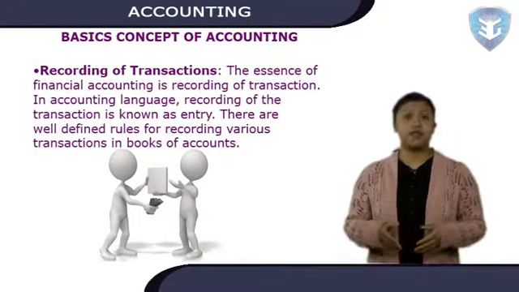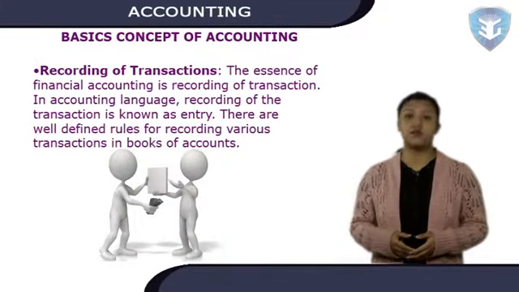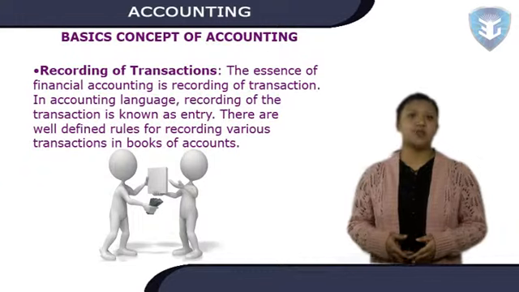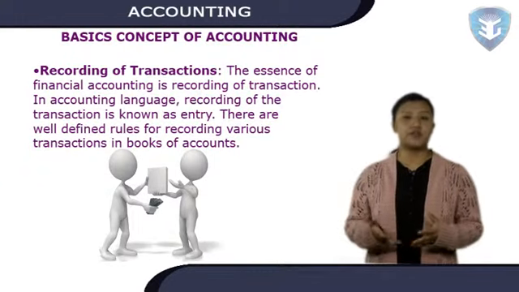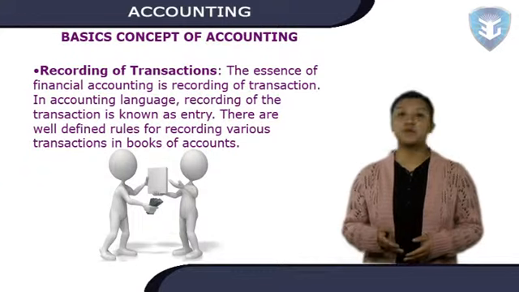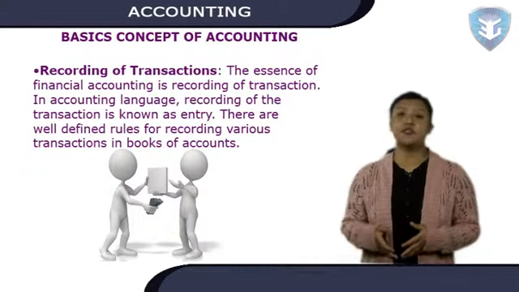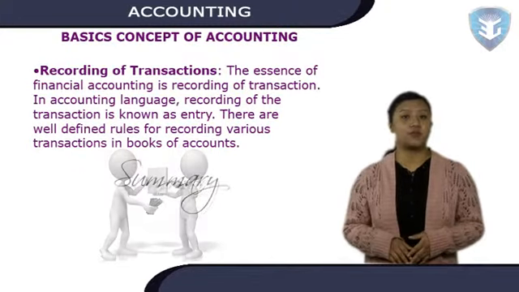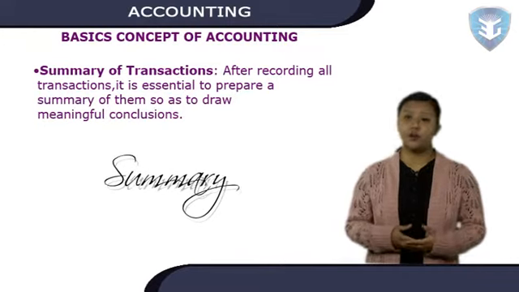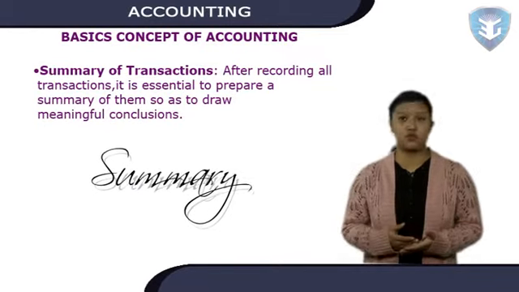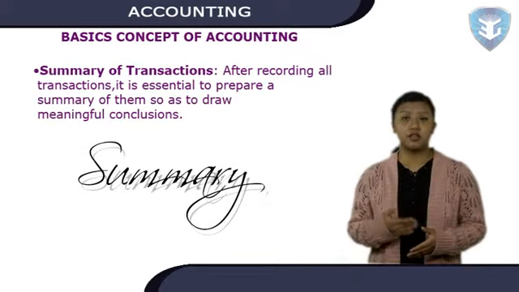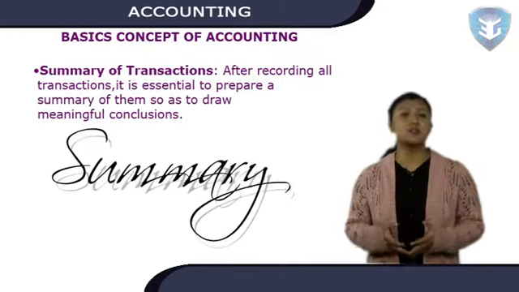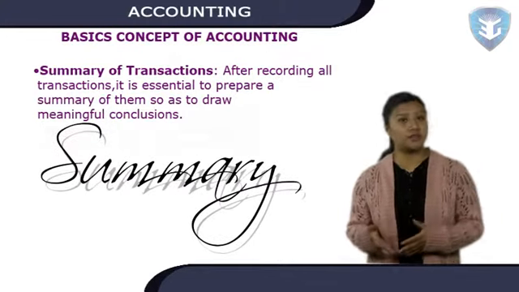Recording of transaction. The essence of financial accounting is recording of transactions. In accounting language, recording of the transaction is known as entry. There are well-defined rules for recording various transactions in books of accounts. As per the rules of financial accounting, each and every transaction is recorded at two places and hence it is called the double entry system of accounting. Summary of transactions. After recording all transactions, it is essential to prepare a summary of them so as to draw meaningful conclusions. The summary will help in finding out the profit or loss of a particular year and also ascertaining assets and liabilities on a particular date.